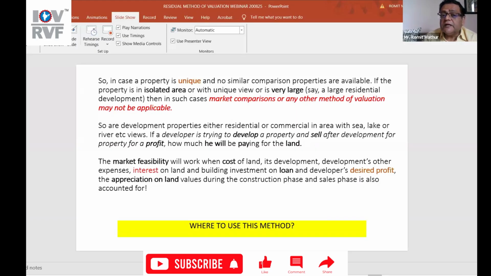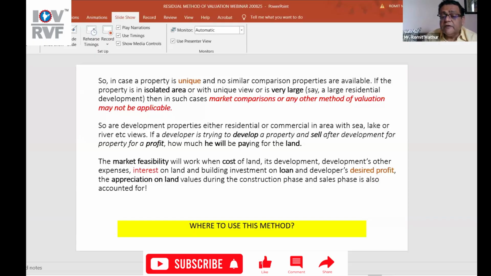If the properties are in isolated area or with unique view or is very large, say a large residential development, then in such cases, market comparison or any other method of valuation may not be applicable. So our development properties, either residential or commercial in area with sea, lake or river views. If a developer is trying to develop a property and sell off after development for the property for a profit, how much will he be willing to pay for the land? Such a land, which is very unique. It could be like, for example, somebody wants to set up a resort along with a lake.